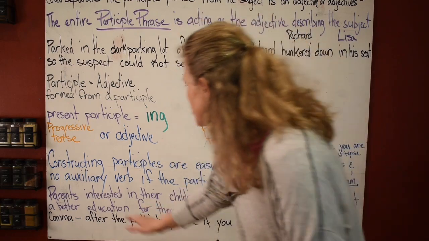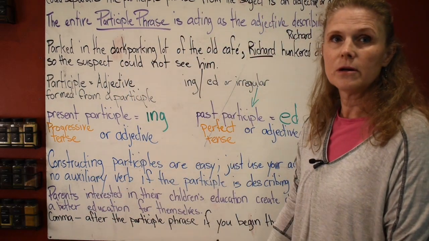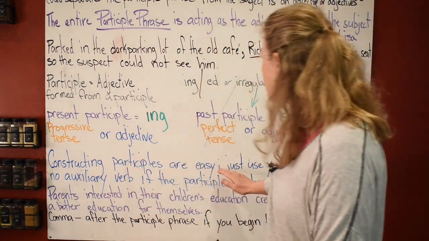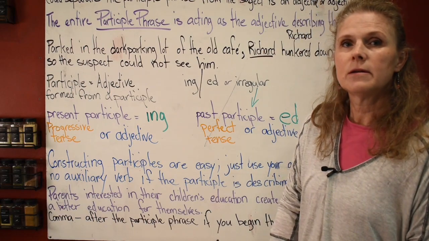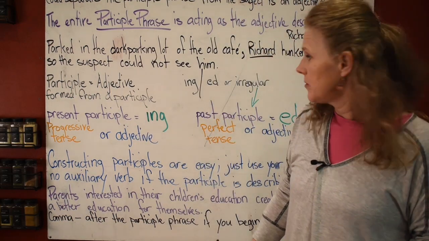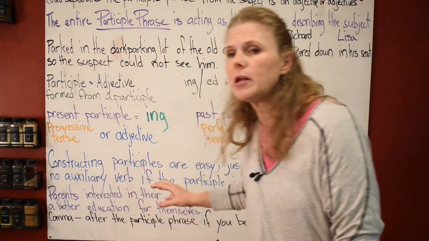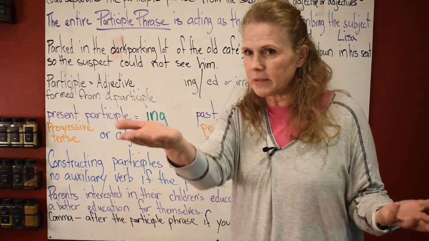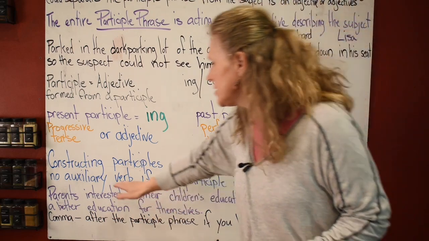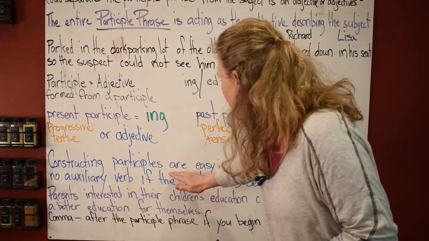Now look at this. Constructing participles are easy. What do you think that ing is? An adjective. Is it a participle phrase? No. This is a participle acting as an adjective, but it is not a participle phrase. Why is it not a participle phrase, Paul? Because it doesn't have lots of other words attached to it. It has a verb in it. Yeah, right here, it has a verb.